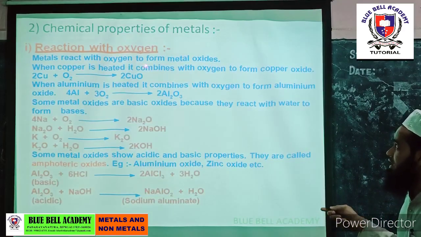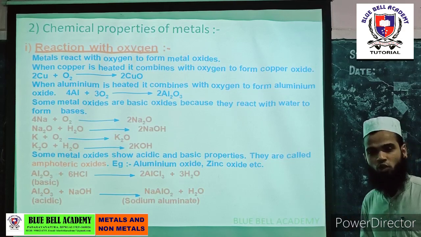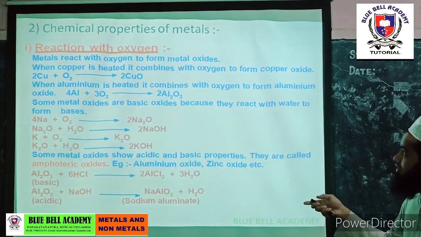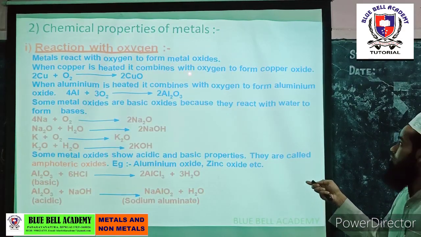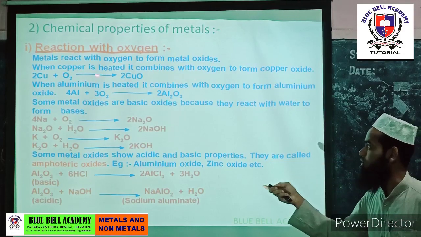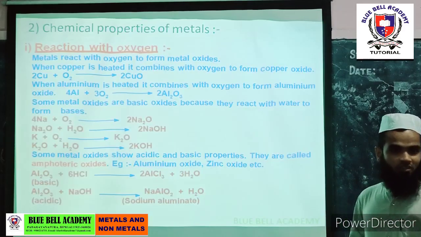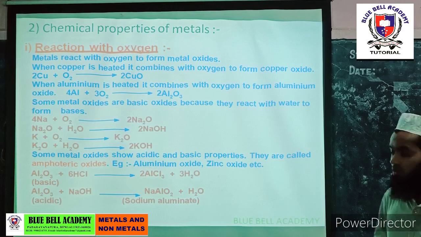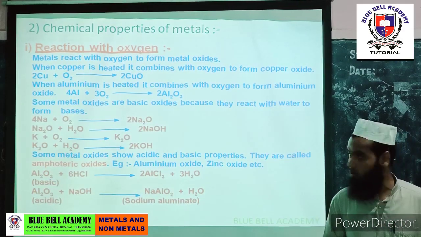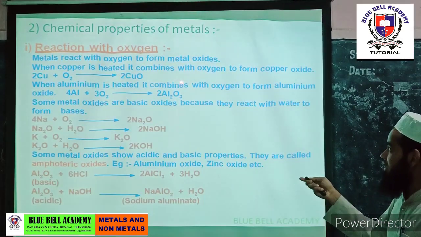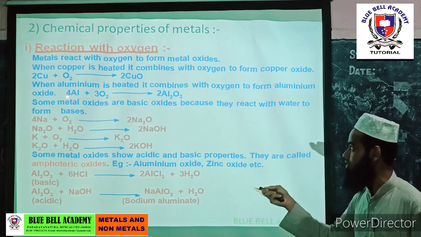Metals react with oxygen to form the corresponding metallic oxides. When copper is heated, it combines with oxygen to form copper oxide. Then we can ask for this equation for 1 mark: how does copper react with oxygen. When aluminium is heated, it combines with oxygen to form aluminium oxide.